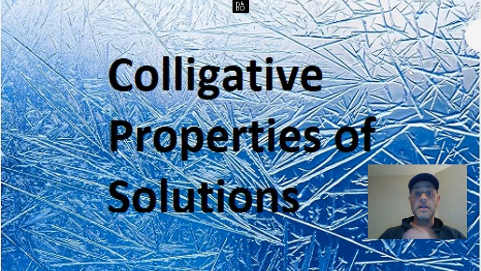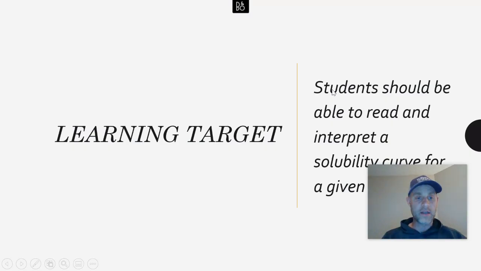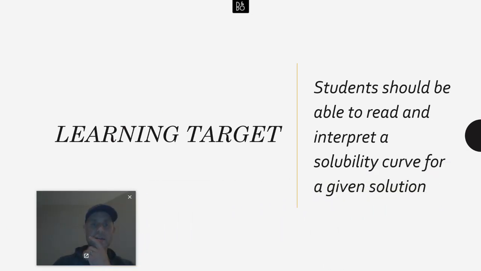Okay, so here we go. Let's talk about colligative properties. Okay, so what do we want to do today? Here's our learning target. I want you to be able to read and interpret what's called the solubility curve for a given solution. And so I'm going to show you what that looks like, but that's our learning target. You should be able to read and interpret or make sense of a solubility curve.